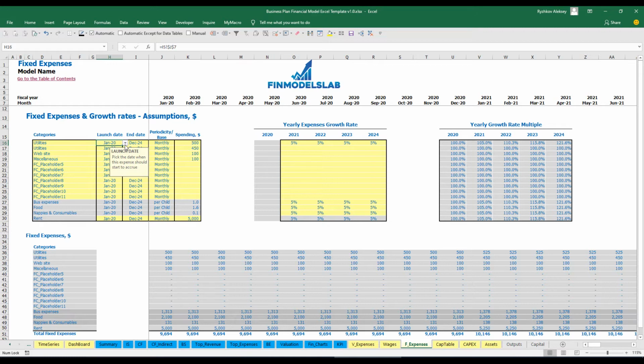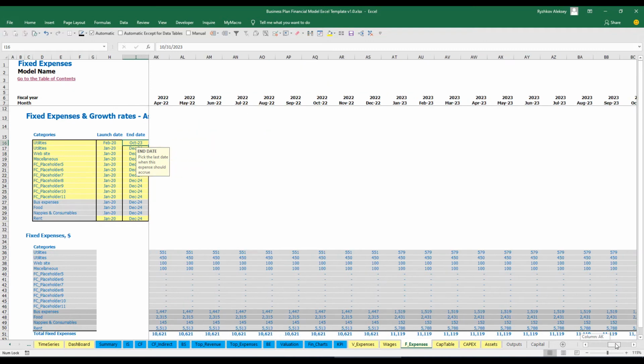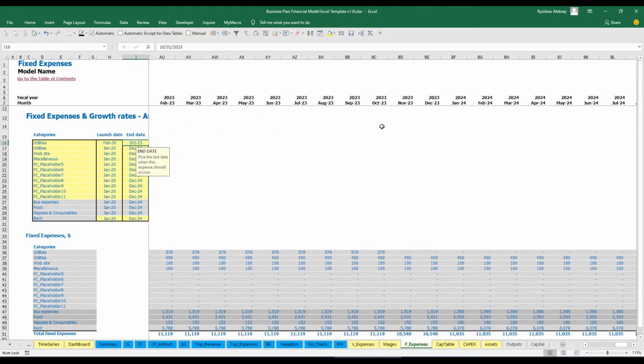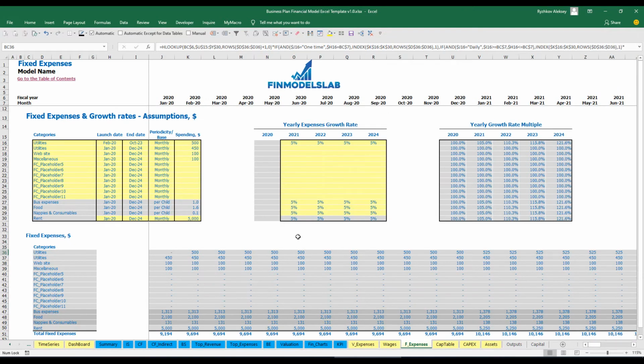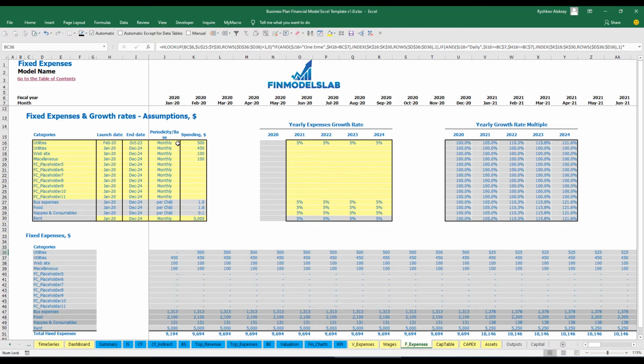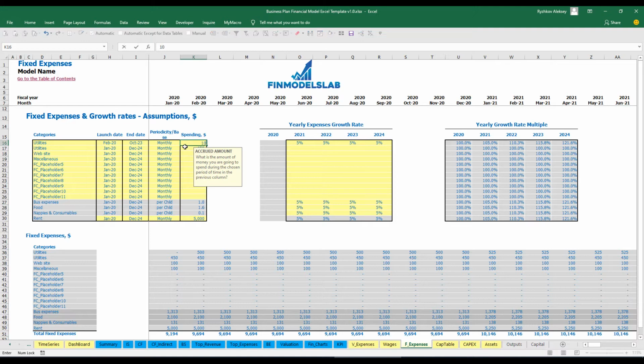You can set the launch date, for example, February 20. You can see that it starts on February 20. You can set the last date, which can be October 23, for example. You may double check that the final date for this utilities category will be October 23. Additionally, you have the ability to change the periodicity or the basis of calculation, as well as spending. So the spending you may change. Very easy. Just put some amount.